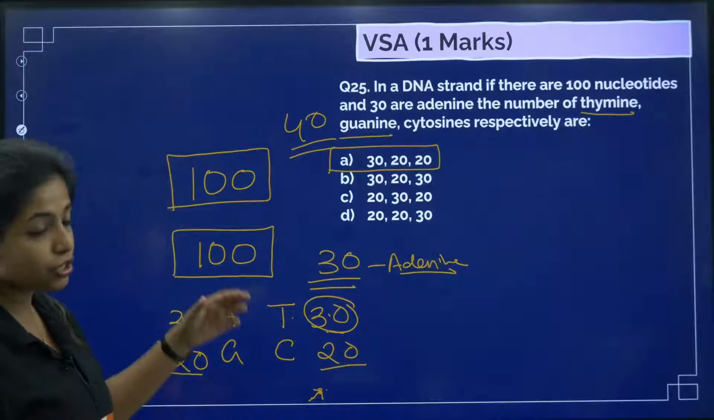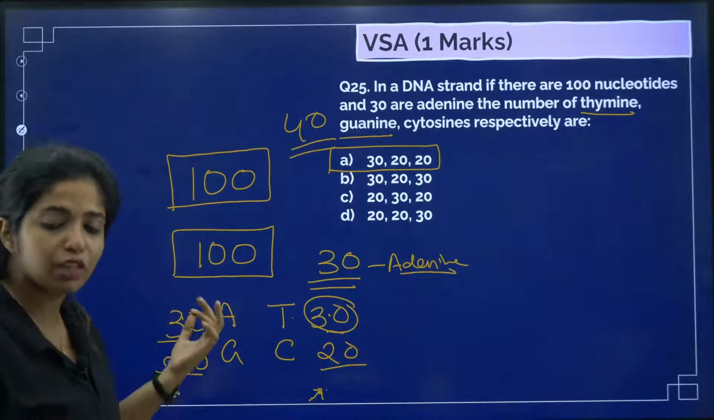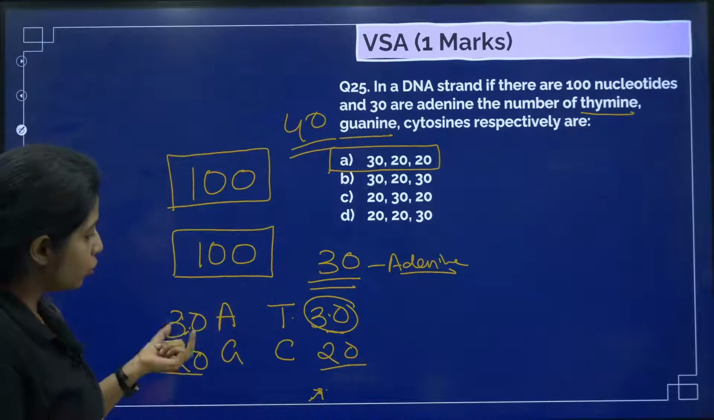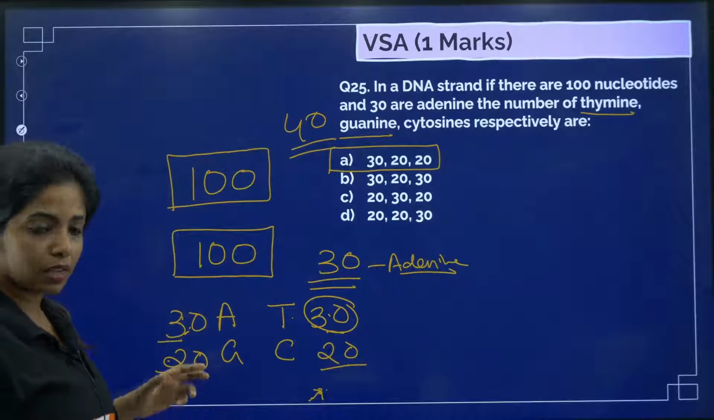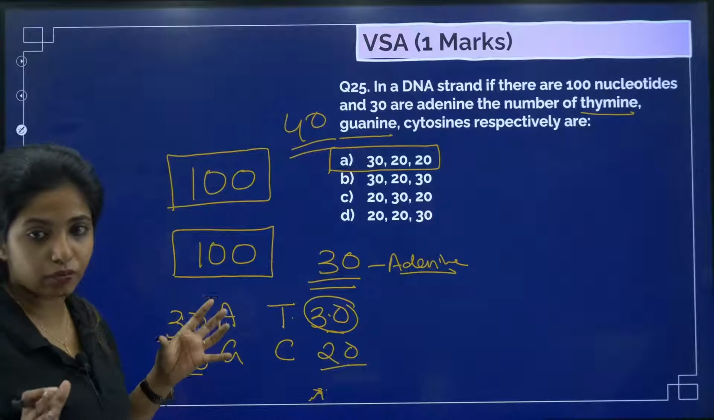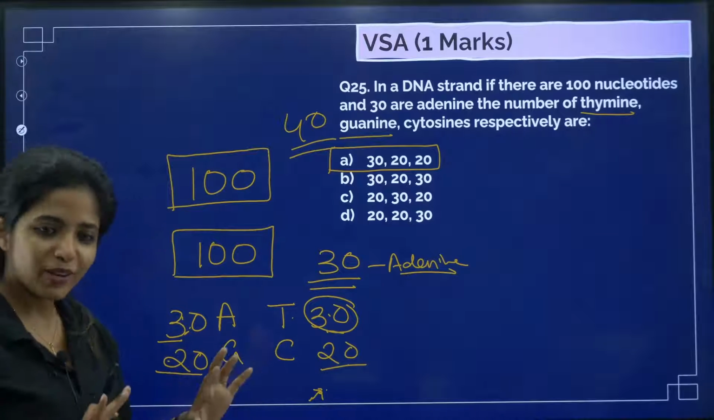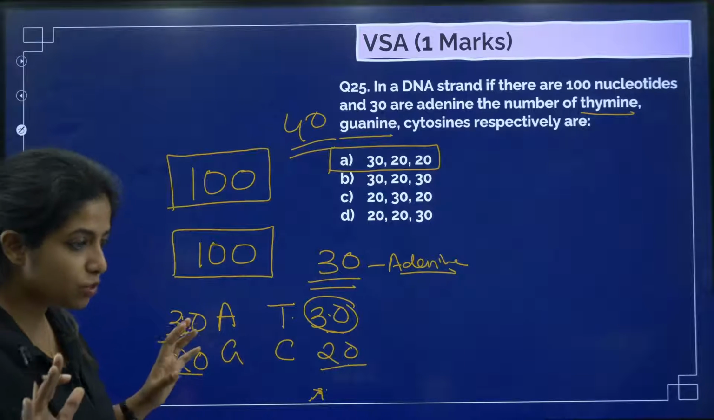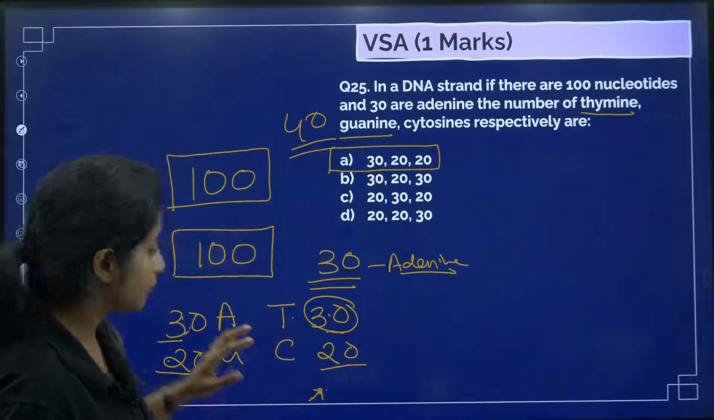Always see the calculation and see the number. What is the mistake that you could probably make? I'll tell you that. You see 30 is there. Now you do 100 minus 30, you get 70, and then you say 35, 35. No, it's not like that. So please just be careful for that. Chalo.